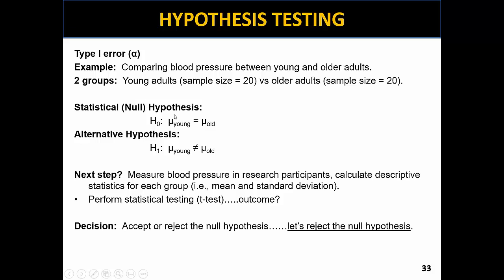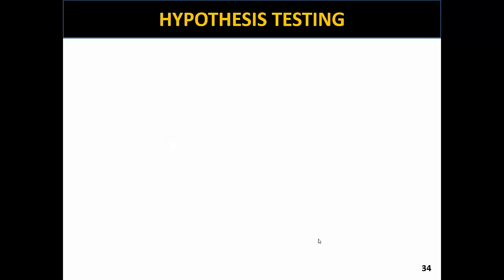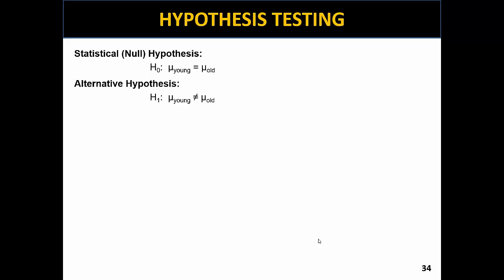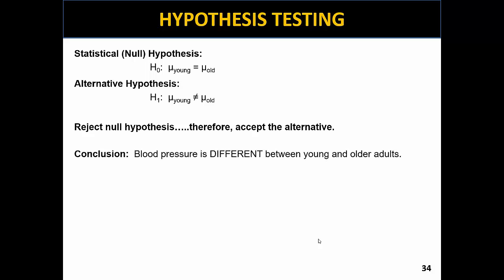So by rejecting the null hypothesis, we accept the alternative, and we just read the statement here that they are different. So in our example, we're going to reject the null hypothesis. Once again, here we have our declarative statements at the very beginning. We reject the null hypothesis. Therefore, we accept the alternative and we conclude that blood pressure is different between young and older adults. And this is a direct statement based upon the fact that our alternative hypothesis statement was non-directional.